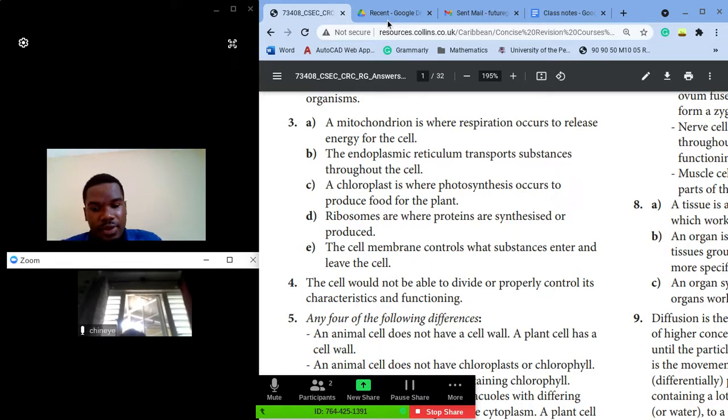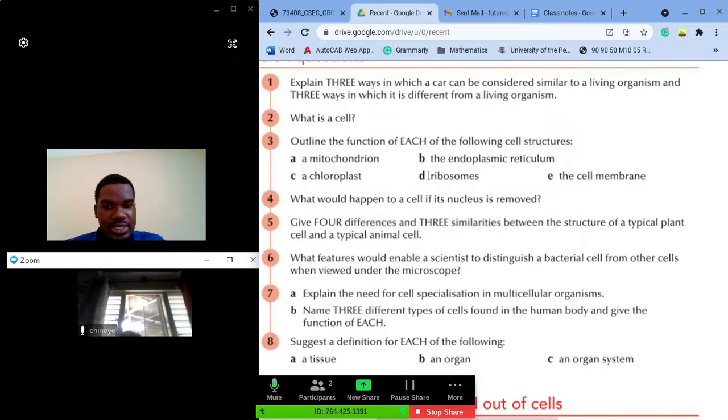All right. The fifth question says, give four differences and three similarities between the structure of a typical plant cell and a typical animal cell. All right? Here we go. Firstly, let me ask the obvious. Which one would be found in animals and which one would be found in plants? Which type of cell would you see in a plant? Would it be a plant cell or an animal cell? I know it's an obvious question, but I wanted to start by thinking critically. Wouldn't it be plant cells? Yes, sir. Right. And in animals, you would typically see animal cells.